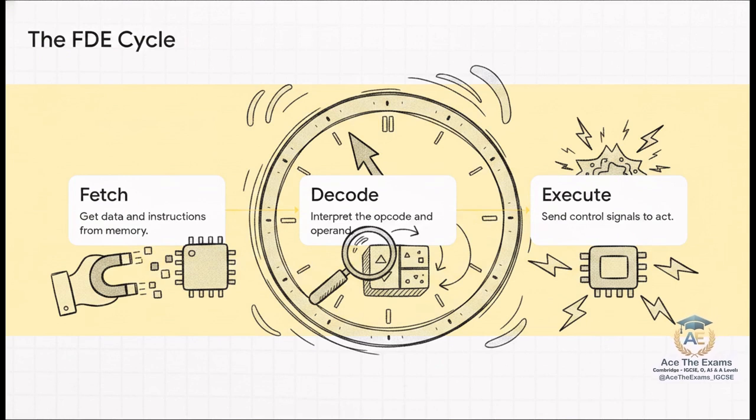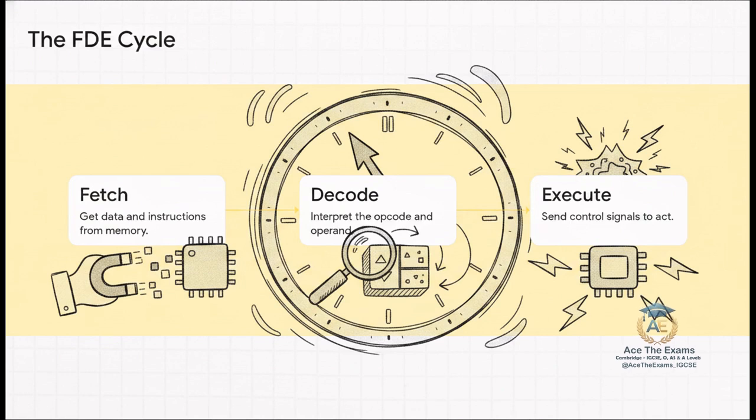Step 1, the CPU fetches the instruction. Step 2, it decodes it. Now pay attention here because instructions are made of two parts: an opcode, which tells the CPU what operation to do, and an operand, which is the actual data to apply it to. Finally, step 3. The control unit sends out signals to execute the task, over and over and over again.